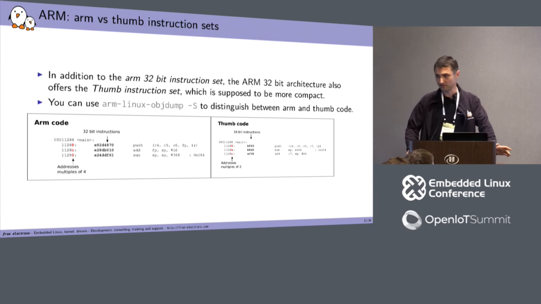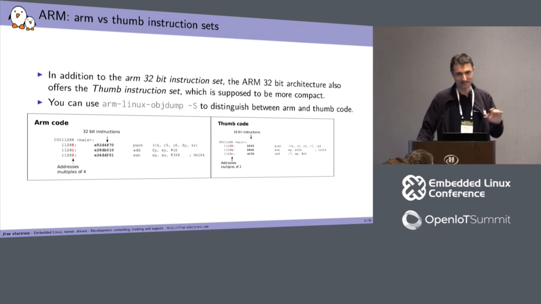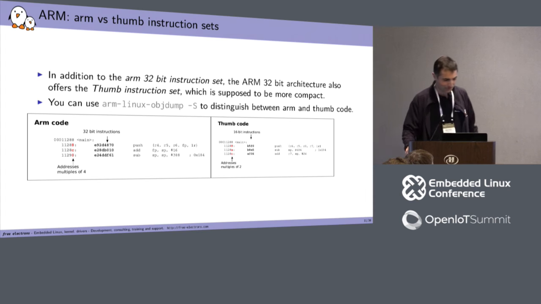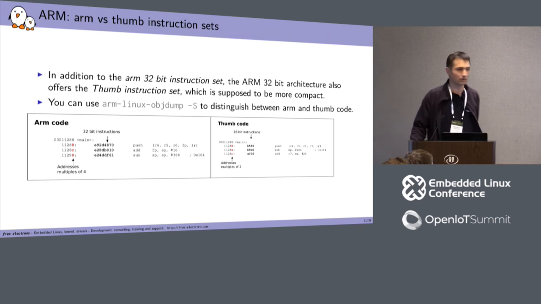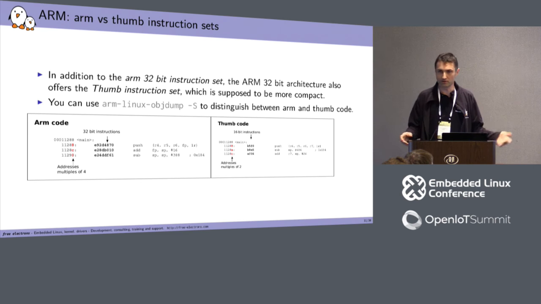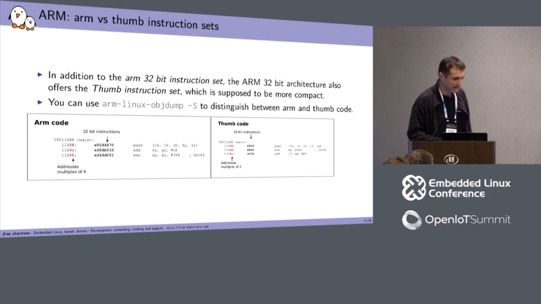It's more compact, but to express the same things, you need more instructions, and therefore you don't divide the code size by two, of course. So to recognize the code that you get, it's good to run arm-linux-objdump -S on an object code to turn it into assembly, and then you can see what the code looks like.